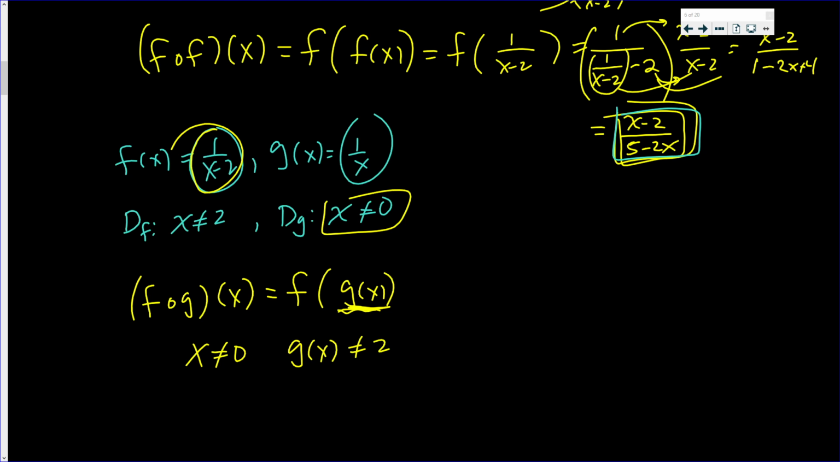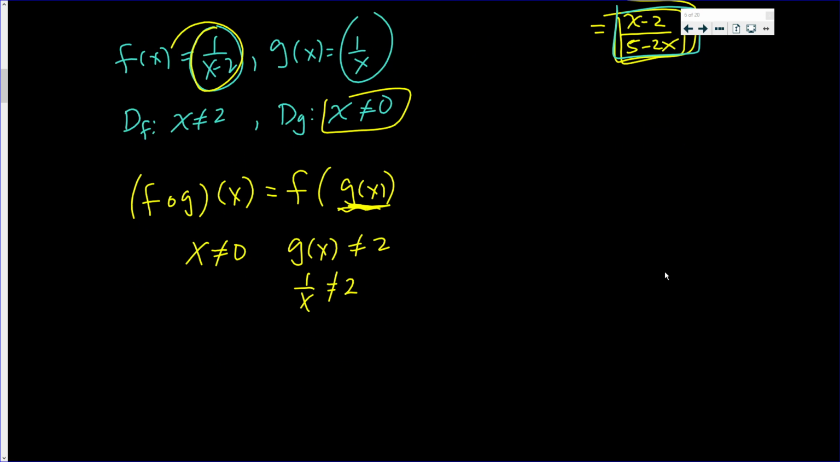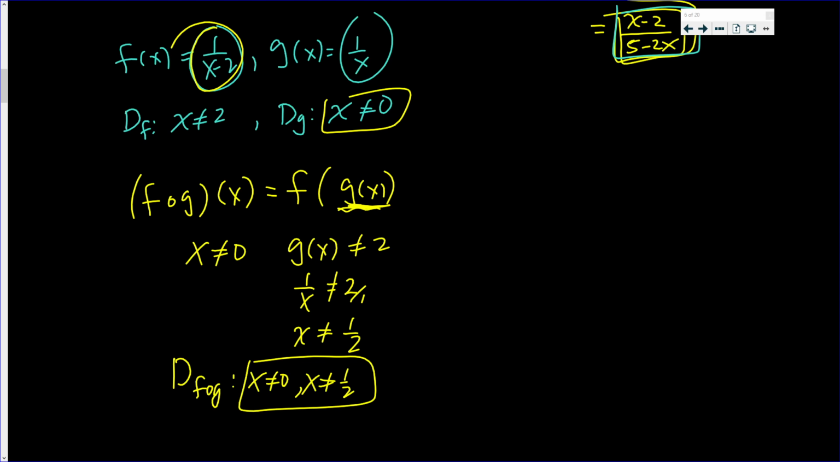But I don't want to know what g of x can be. I want to know what x can be. Well, g of x is 1 over x. So 1 over x cannot be 2. Just take the reciprocal of both sides. x cannot be, remember, this is 2 over 1, so x cannot be 1 half. The domain of the f circle g function is x cannot be 0 and x cannot be 1 half. x can be any other number.